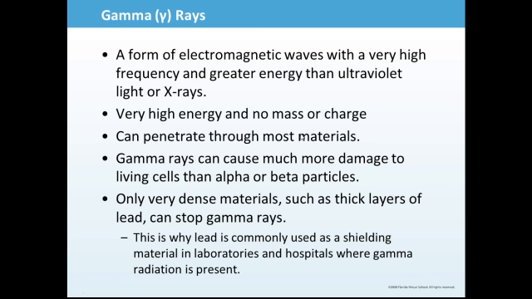Gamma rays can cause much more damage to living cells than alpha or beta particles, and only dense materials like thick layers of lead and concrete can stop a gamma ray. And that's why when you have an X-ray in a hospital, you have to wear that lead vest just to make sure that the gamma rays don't penetrate other parts.